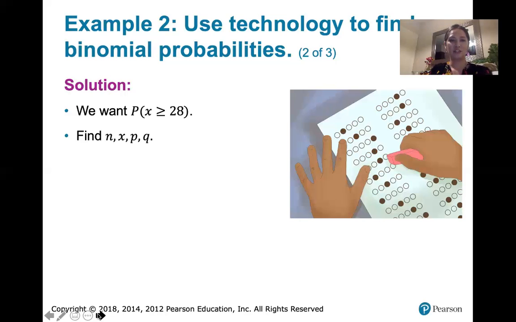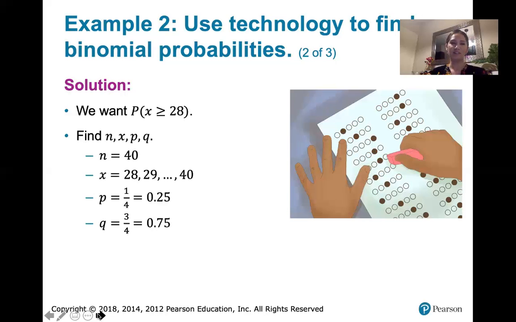In order to do this, we need to find n, that is the number of trials, x, the number of successes that we're hoping for, p, that's the probability of success in a single trial, and q, that's the probability of failure in a single trial. So we've got 40 questions, n is equal to 40. Now the number of successes that we're looking for actually takes on a range of values. We want x to equal 28 or 29 or 30. Any number between 28 and 40 would be great, because then you're getting an A, B, or C on this exam.